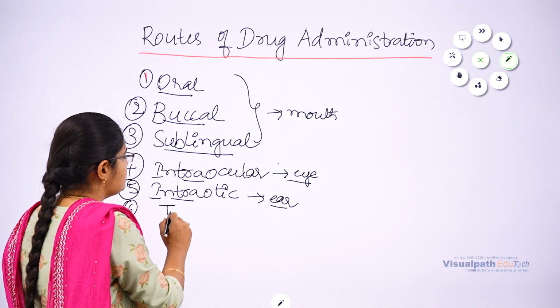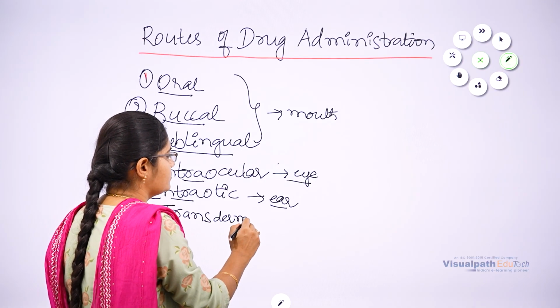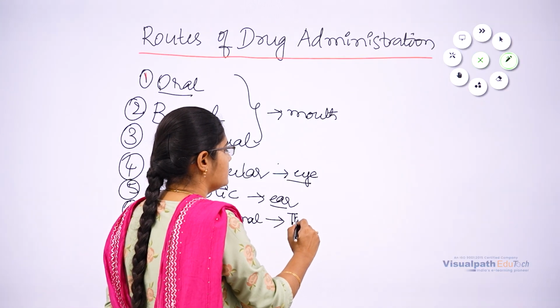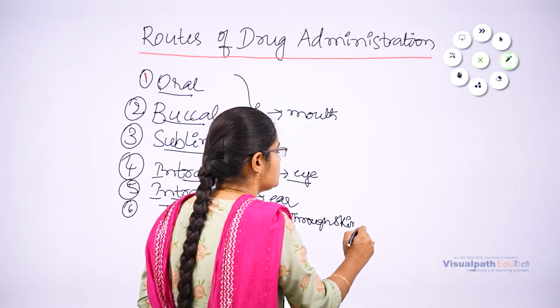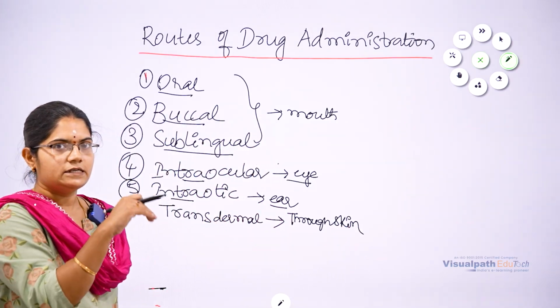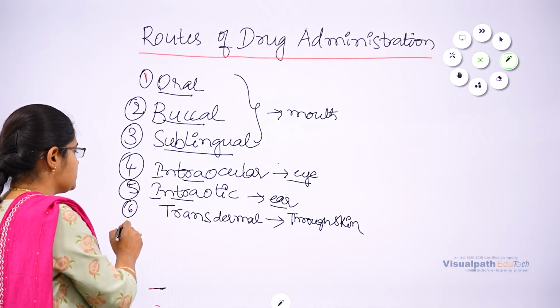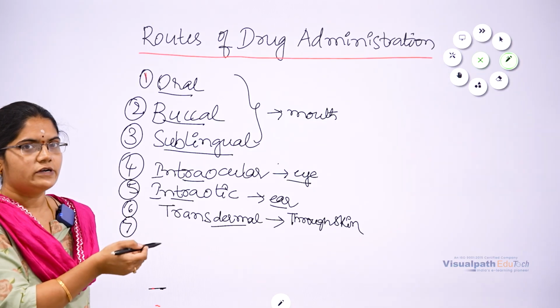Next is transdermal. When a drug is administered through the skin, the drug will directly enter the bloodstream. That is termed the transdermal route of drug administration. A drug in the form of patches will use this route of drug administration.